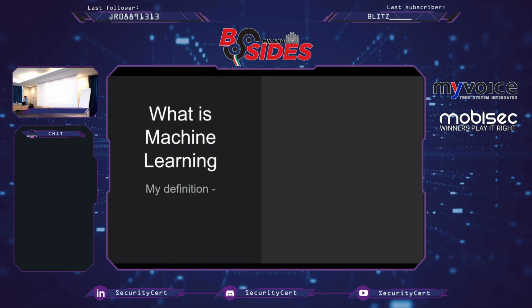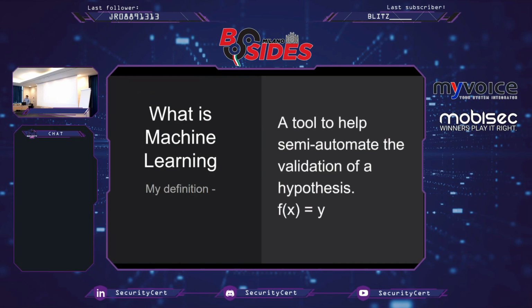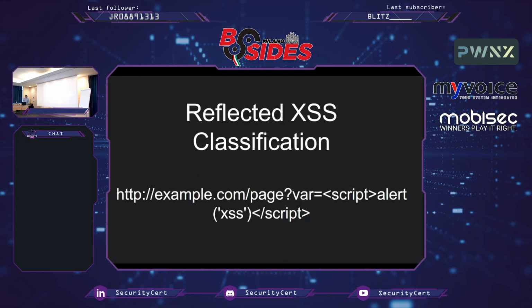So what is machine learning? This is my definition of machine learning. Machine learning is basically tools, such as various machine learning classification models, that act as semi-autonomous algorithms to help validate a hypothesis given an out-of-sample data set. So given a set of attributes, features X, we can use machine learning models, a function of X, to help validate the hypothesis, Y. We can feed the machine learning algorithm attributes, which can then be classified based on the trained model. So today we're going to start with reflected cross-site scripting classification.